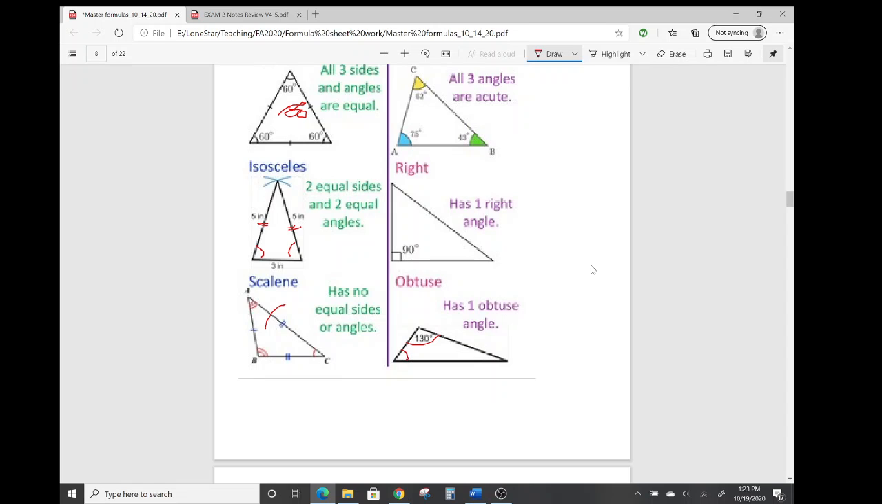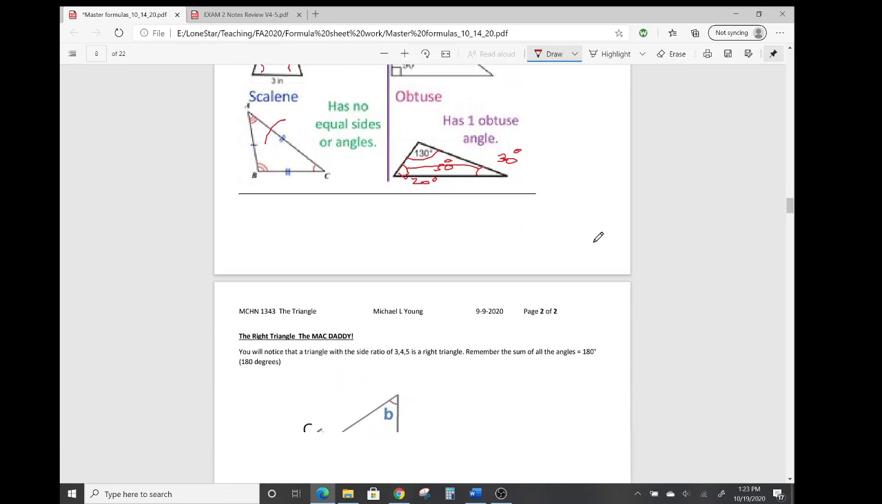If that's 130, we don't know what these are here, but the sum of these two angles has to equal 50 degrees, right, in order to get 180 degrees. So if this angle was 30 degrees, then this would have to be what? It would have to be 20 degrees, right? If that was 130. So 20, 30 is 50 plus 130 is 180. Okay? That's pretty easy. You all have this.